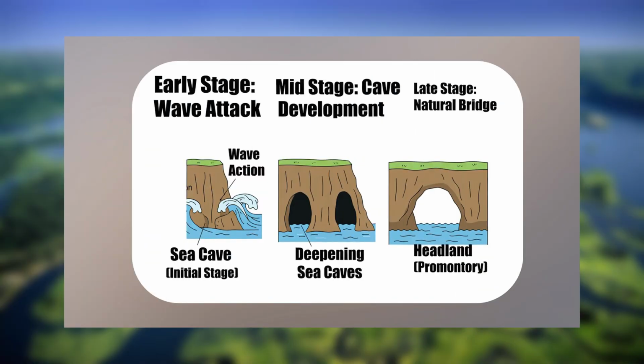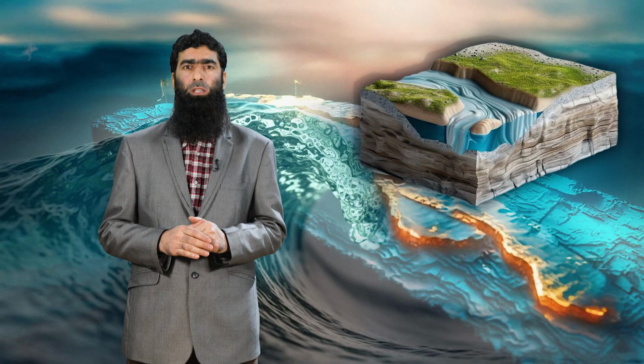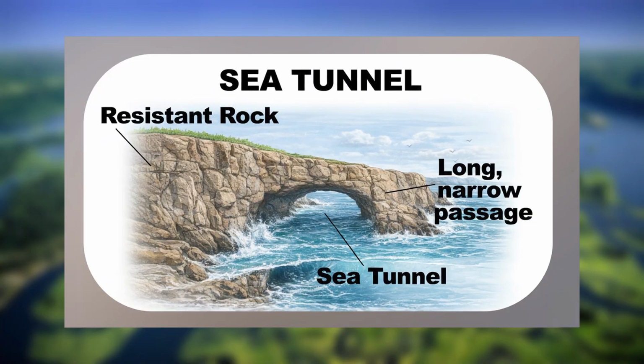If a sea cave continues to be eroded all the way through a rocky headland, it may eventually form a natural bridge known as a sea arch. If the rocks are resistant, the arch survives for a long period of time. If the arch is very long compared to its width at the entrance, then it is known as a sea tunnel.